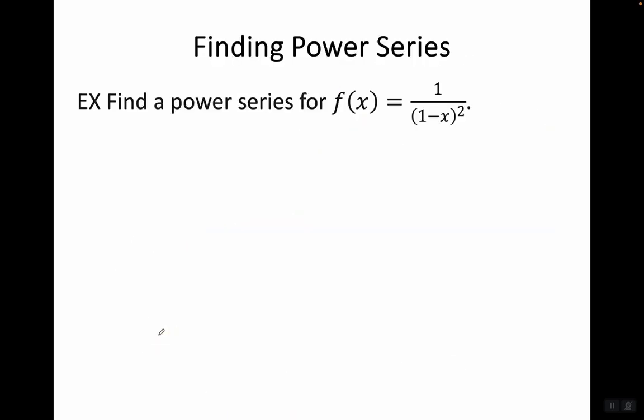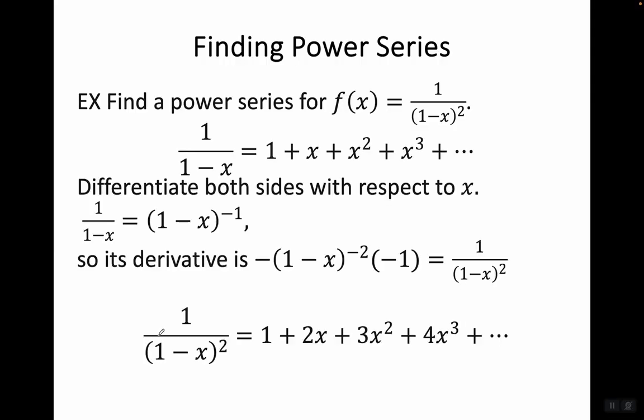Okay, find a power series for f of x equals 1 over 1 minus x squared. Not 1 over 1 minus x squared, but 1 over 1 minus x quantity squared. This is a tricky one. So we're going to write this as 1 over 1 minus x equals 1 plus x plus x squared plus x cubed plus etc., based on the formula for an infinite geometric series. Differentiate both sides with respect to x.